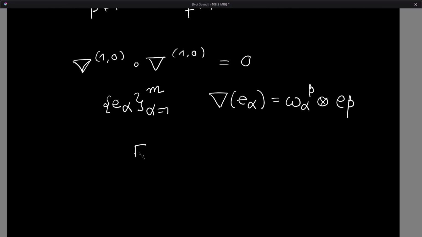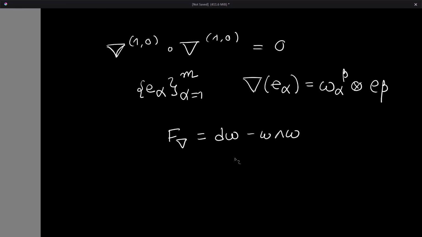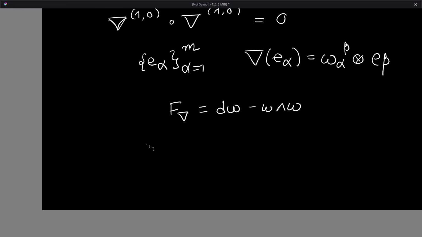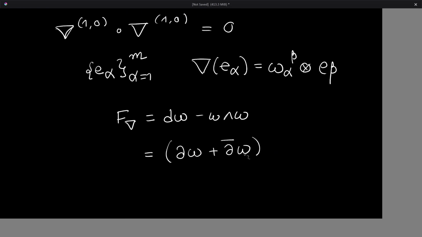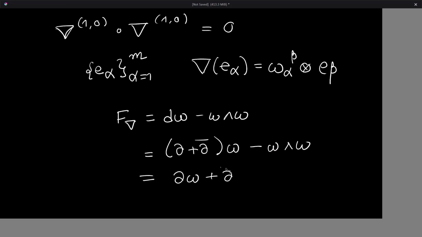We know that F nabla is equal to d omega minus omega wedge omega. But we know that d can be decomposed into partial and partial bar. So this is actually equal to partial omega plus partial bar omega. What I was trying to do is partial plus partial bar of omega minus omega wedge omega. And that is equal to partial of omega plus partial bar of omega minus omega wedge omega.